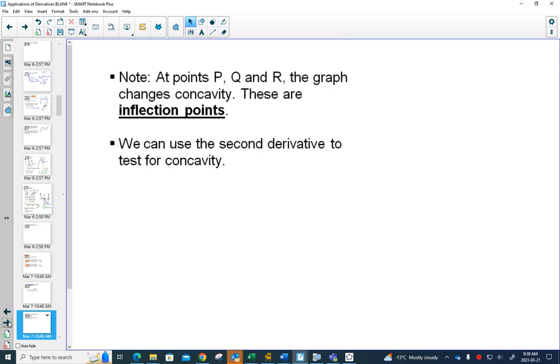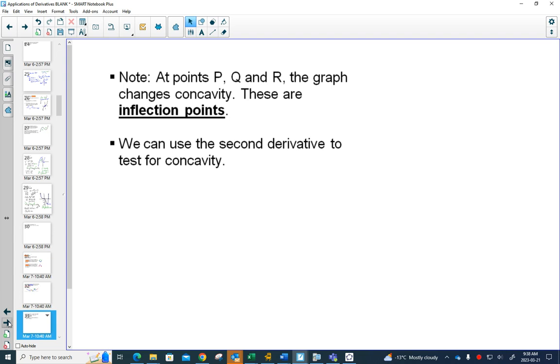Okay. So P, Q, and R on there, where it changes concavity, we call those inflection points. And we've been introduced to the stationary point of inflection, but regular inflection points are just changing from concave up to concave down or vice versa.